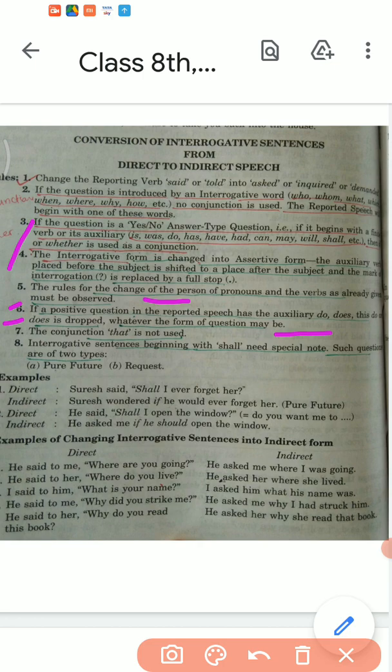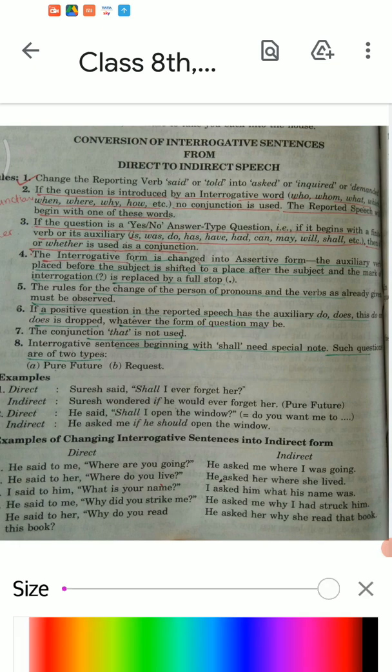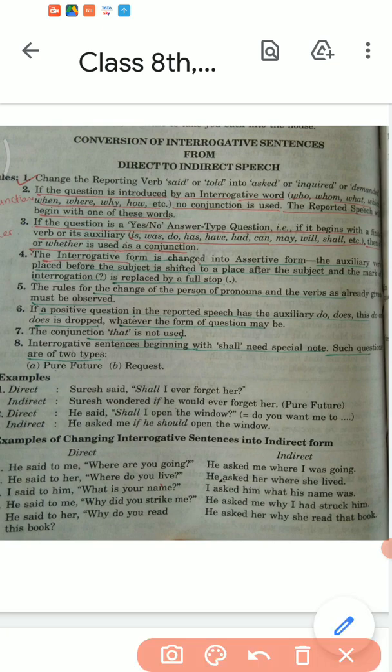Now, in the seventh point, the conjunction that is not used in interrogation. And in the eighth point, interrogative sentences beginning with shall need special note. Such questions are of two types, pure future and request.